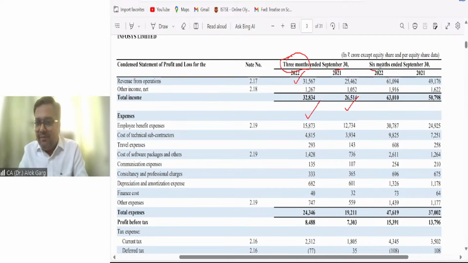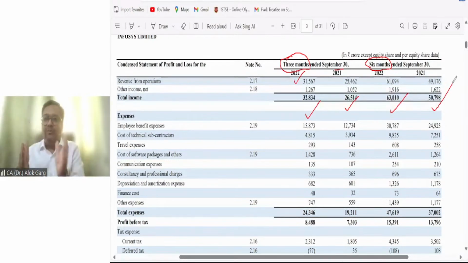Then 6 months means year to date. This is your 1st April to 30th September 22, and 1st April to 30th September 21. So 4 columns should be there in the interim condensed P&L. Right? I hope, Tanisha, now it is clear to you. It is quarter and half year. Very good. Is that clear, Tanisha?